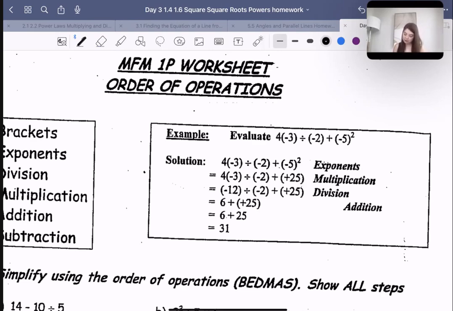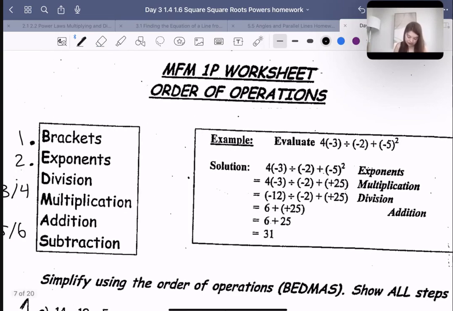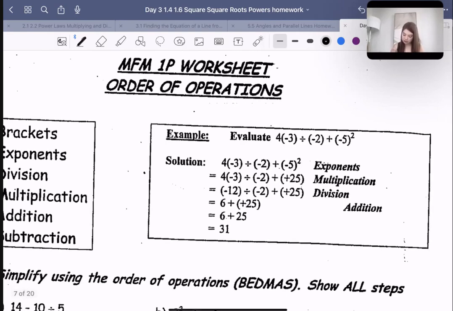Then they did multiplication, which means they took the 4 times -3 and made it -12. Then they did the division after that. Because with multiplication and division, remember, it's 3/4, so it's just the order it comes in. So they did multiplication first because it was expressed first here. Then they did division. They said, what's -12 divided by -2? Well, that's 6, right? So they did division. And then lastly, they did addition and subtraction. There wasn't any subtraction here, only addition. So they added 6 plus 25 and they got 31.